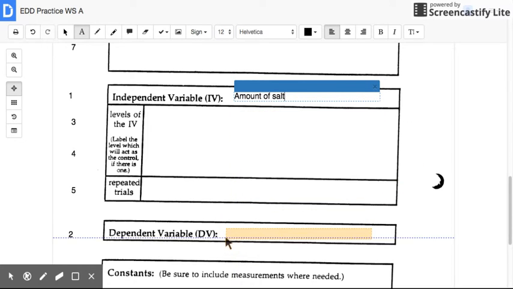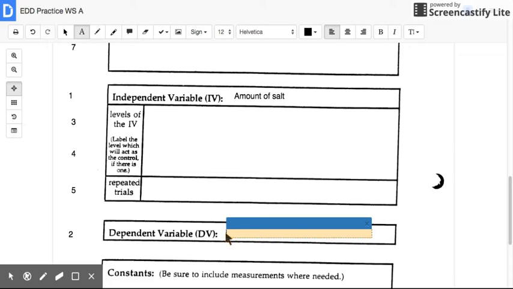So that's the first thing you'll do. The second thing that you need to do is the dependent variable. And the dependent variable is the data that you collect in an experiment. It's the thing that you're counting or measuring, the thing that you're worried about at the end. And when you think about what Tom and Nate counted or measured in this experiment, they counted and measured the number of drops of water on the penny. All right. Now that moves us to number 3, which is the levels of the IV.